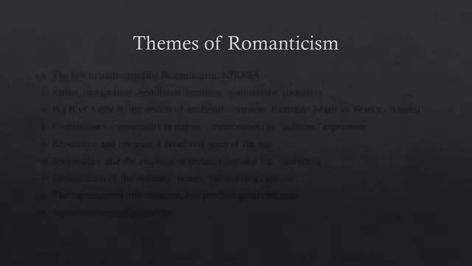Okay, so here are some of the themes of the Romantic period. I have an acronym, NERESA, which I believe really encapsulates the Romantic period. If you can remember this acronym, NERESA, and memorize it, it's like a mnemonic device, you'll know Romanticism. So this is what it stands for.